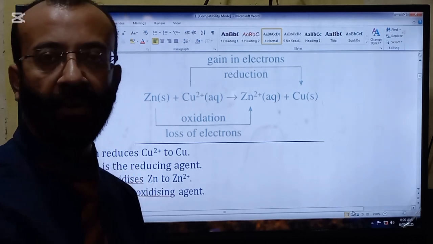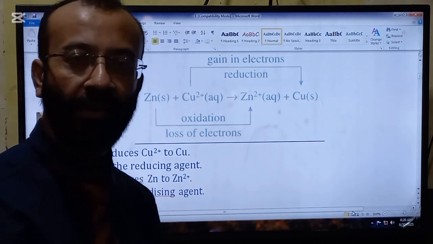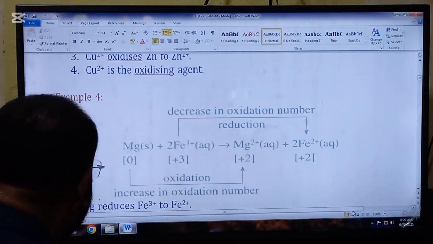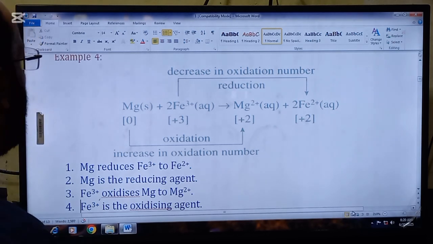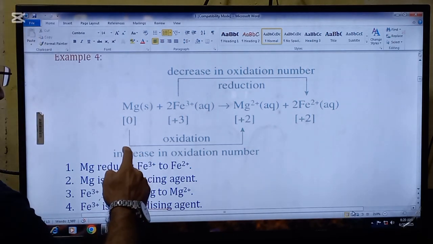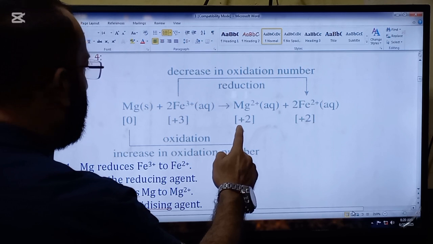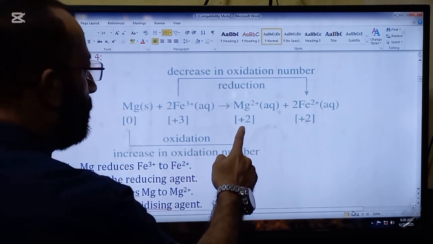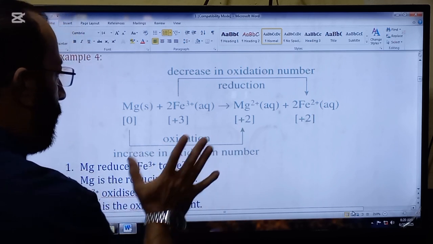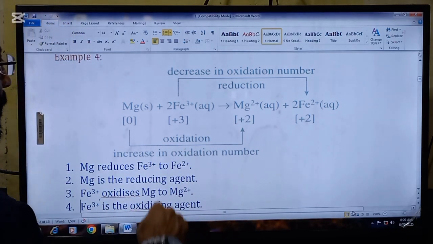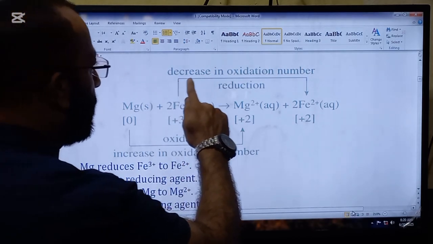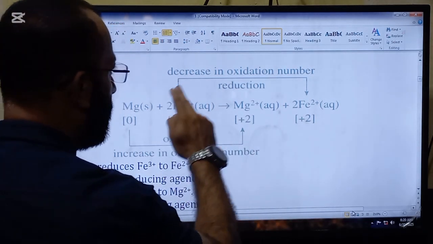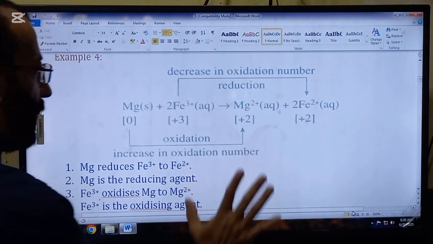And finally, we are going to read an example of increase and decrease in oxidation number. So concentrate now. Here you can see Mg has an increase in oxidation number, that is from 0, its oxidation number right now is 0, to +2. So that's why this is called oxidation. Whereas Fe3+ has a decrease in oxidation number, that is from +3 to +2. So decrease in oxidation number is called reduction reaction.